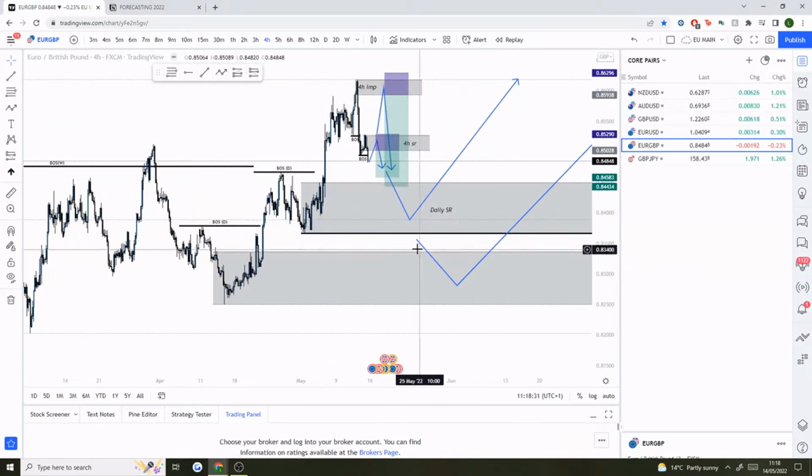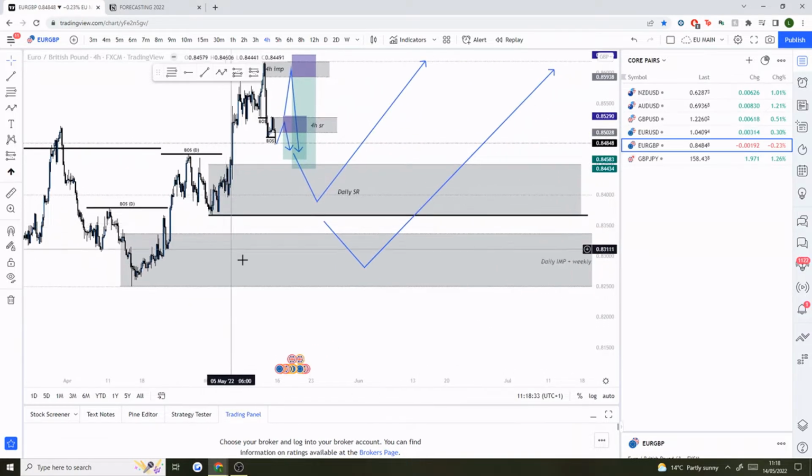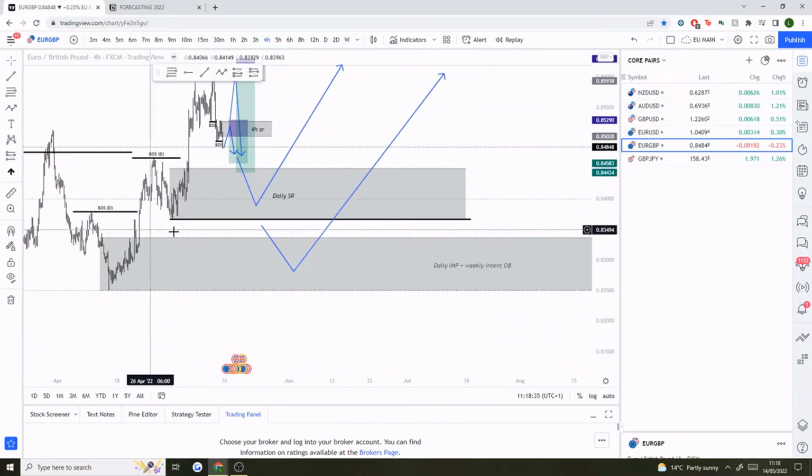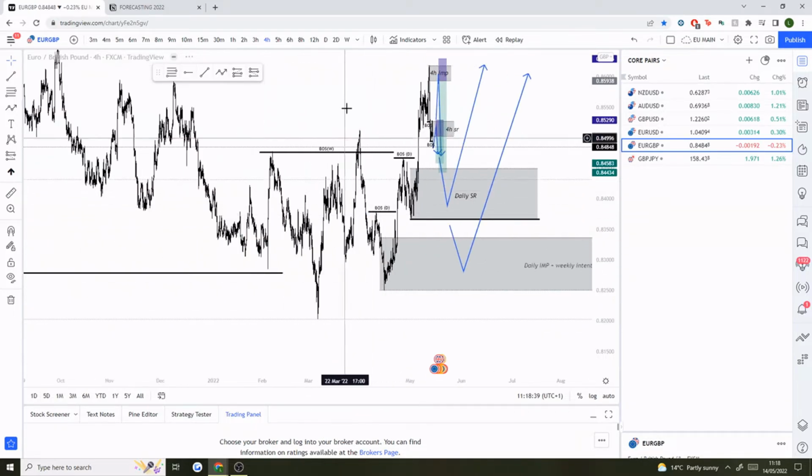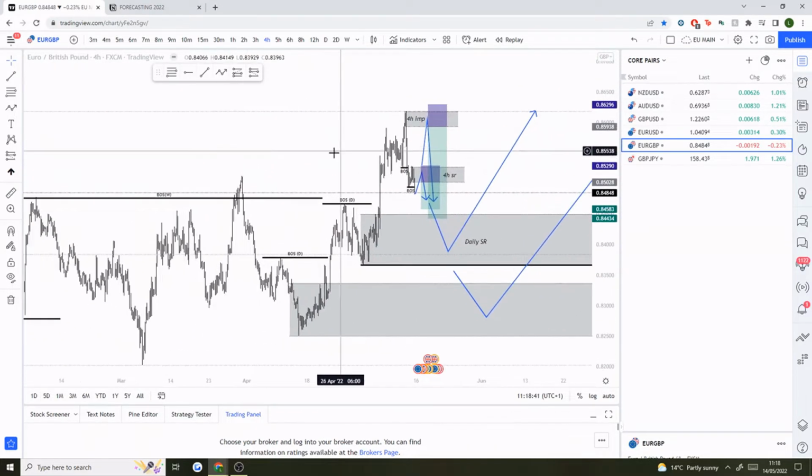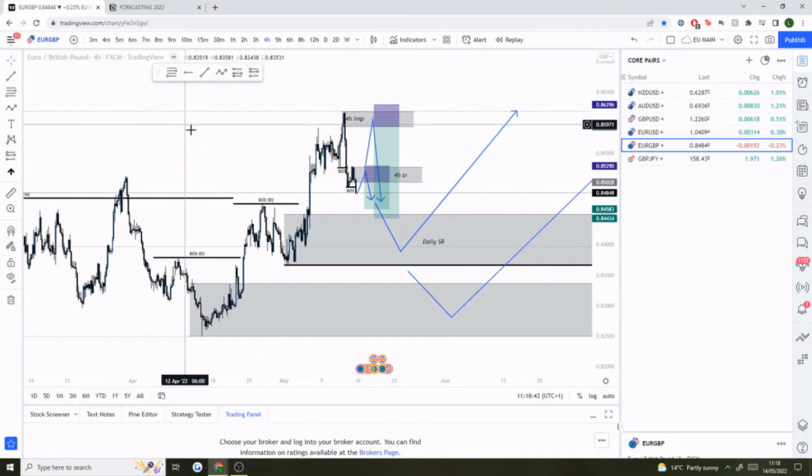And if that doesn't work out, if we do break this low, I will still be anticipating buys coming away from the daily imp down here, which is also the weekly OB. So it's pretty interesting on EG this week. I think we've got a few nice opportunities.